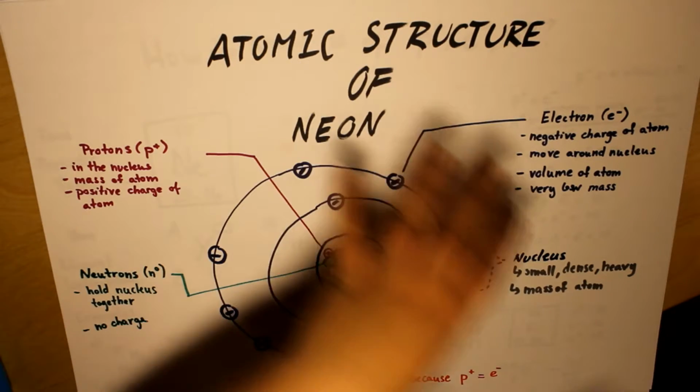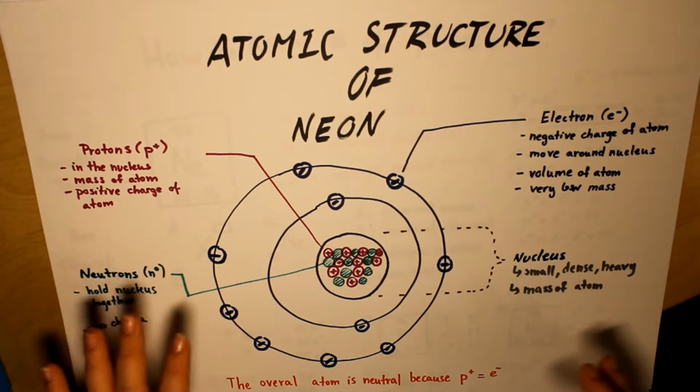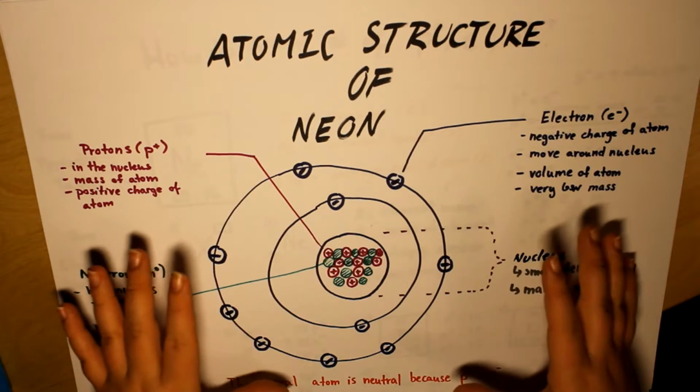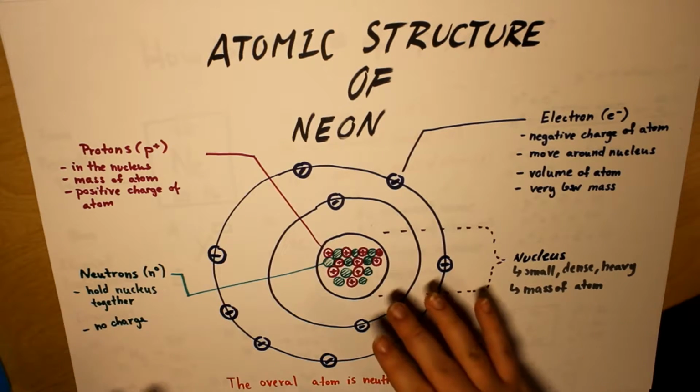So the overall atom is neutral because the number of protons is equal to the number of electrons. So that's basically it for the atomic structure, and this is the atomic structure of neon.